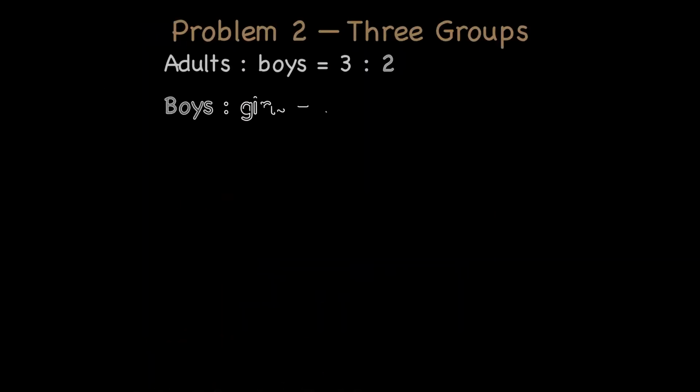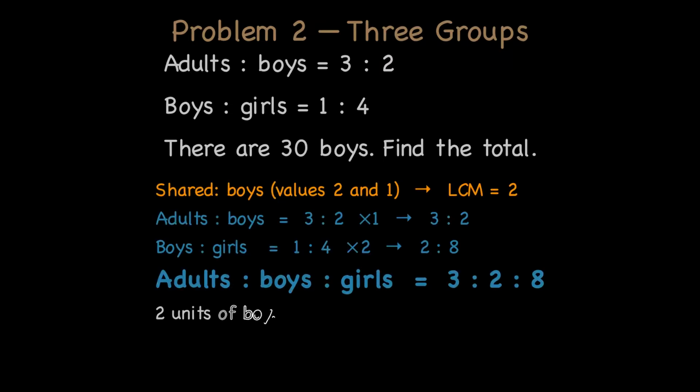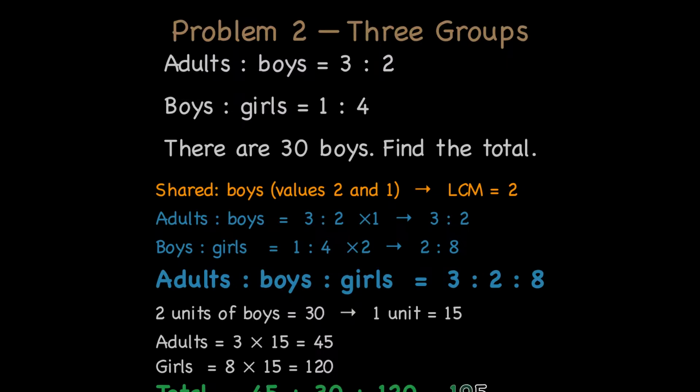Problem 2. Adults to boys is 3 to 2, and boys to girls is 1 to 4. There are 30 boys. Find the total number of people. First, combine the ratios. Boys appears in both. LCM of 2 and 1 is 2.